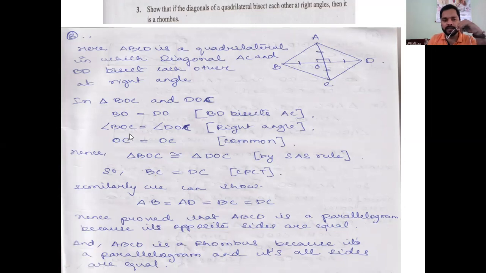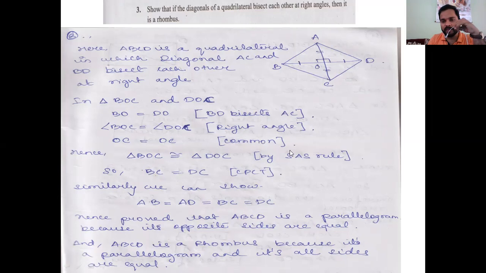Angle BOC is equal to DOC. Why? Because they bisect each other at right angles, 90 degrees. And then OC is equal to OC, which is common for both. So I can say that by side angle side rule, these triangles are congruent. From here I can show that BC is equal to CD. Done. Similarly, if you want to show CD is equal to AB, AD, then you have to take again two triangles, that is COD and AOD.